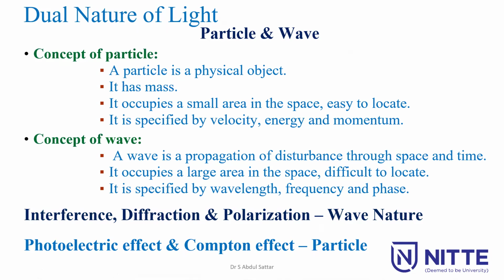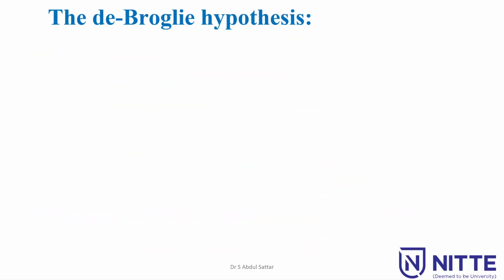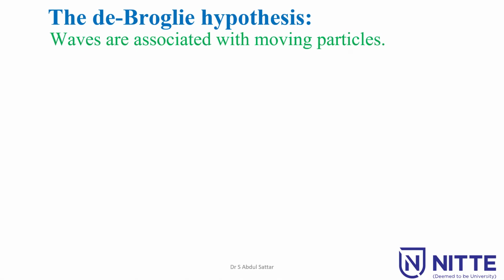With this idea, de Broglie gave a hypothesis. That is, nature loves symmetry. So in nature, everything is symmetric. So in case of a light wave, it behaves like a particle. So that's why a particle can also behave like a wave. That's why he gave the hypothesis that waves are associated with moving particles.